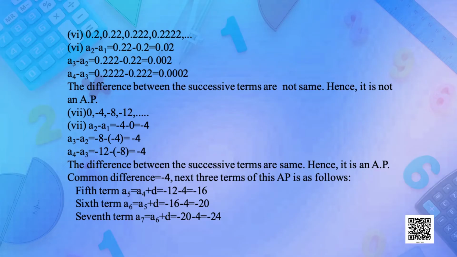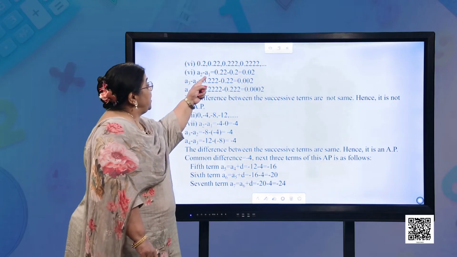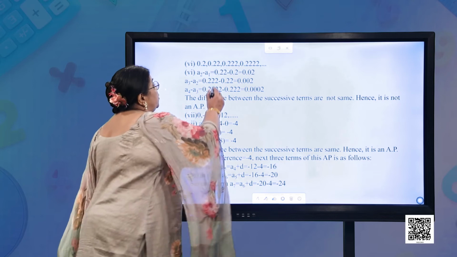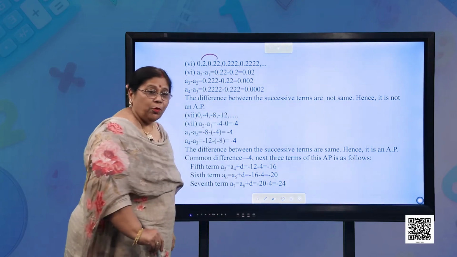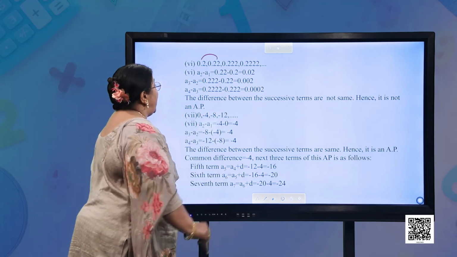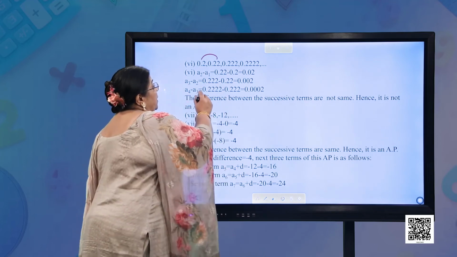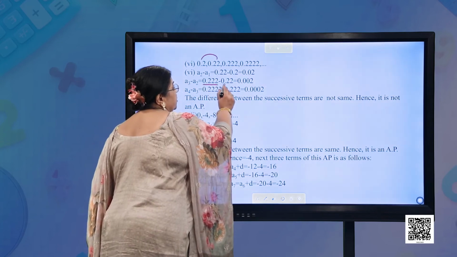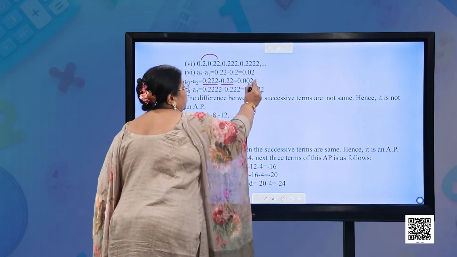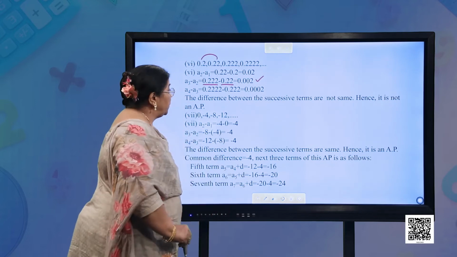We have here very interesting question, 0.2, 0.22, 0.222, 0.2222. Just observe what is A2 minus A1? It is 0.22 minus 0.2, that gives us 0.02. And what is A3 minus A2? It is 0.222 minus 0.22, that is 0.002.